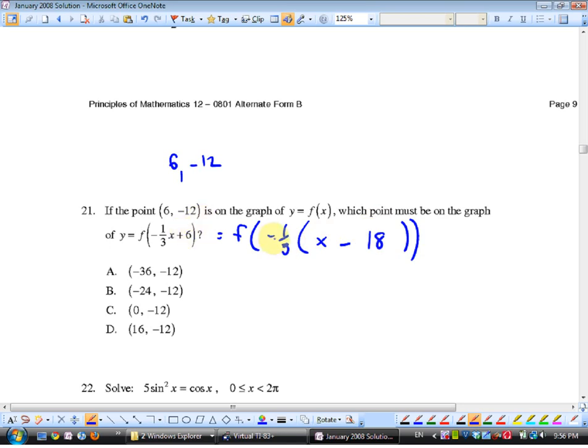So this is actually going to be horizontal compression by a third, horizontal reflection, and then 18 to the right. Hopefully I have 16 comma negative 12 here. I do.